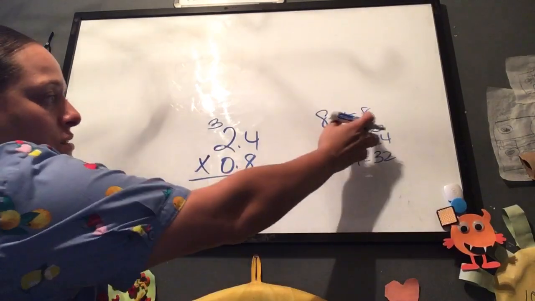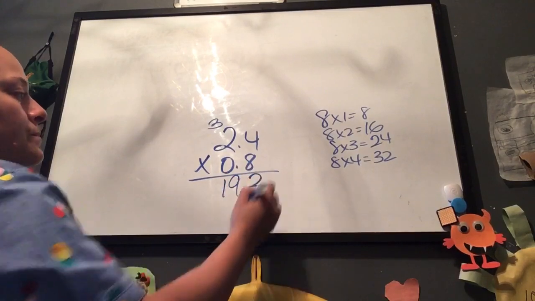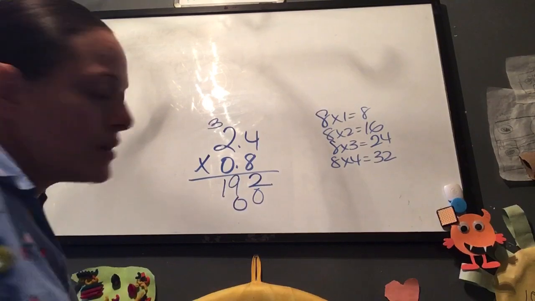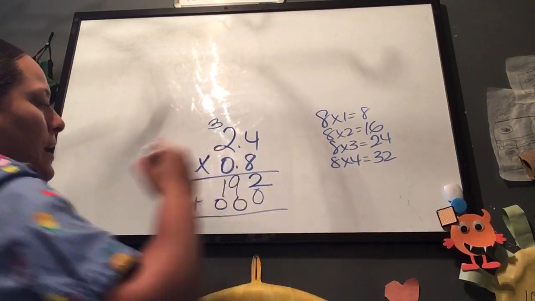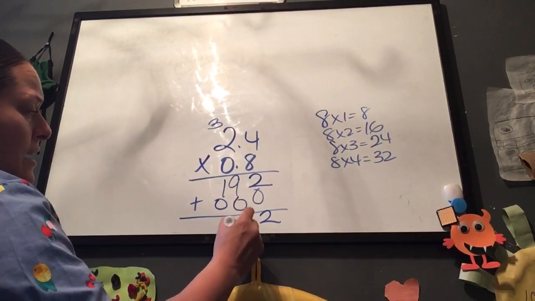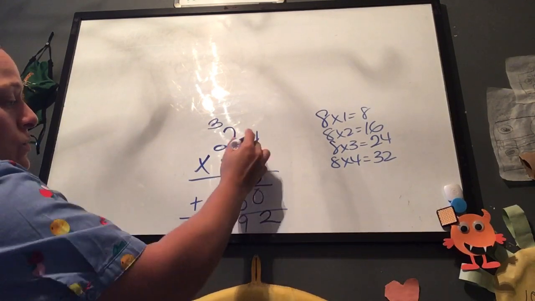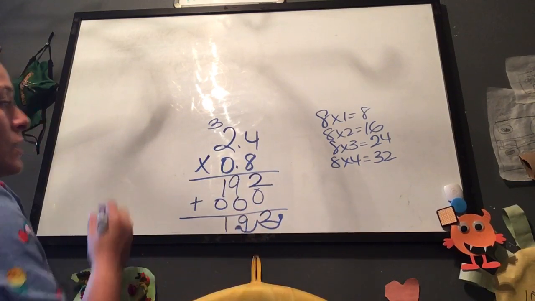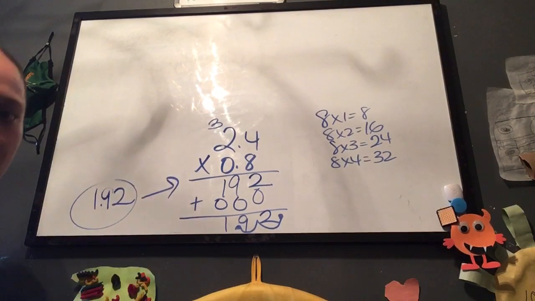8 times 2, since it's already there, we know it's 16 plus 3 would be 19. And then 0 times 4 is 0, because anything times 0 is 0. 0 times 2 is 0. So now we add this up. 2 plus 0 is 2, 9 plus 0 is 9, 1 plus 0 is 1. We carry those two decimals, so it's 1, 2. So the answer would be 1.92 for that one.